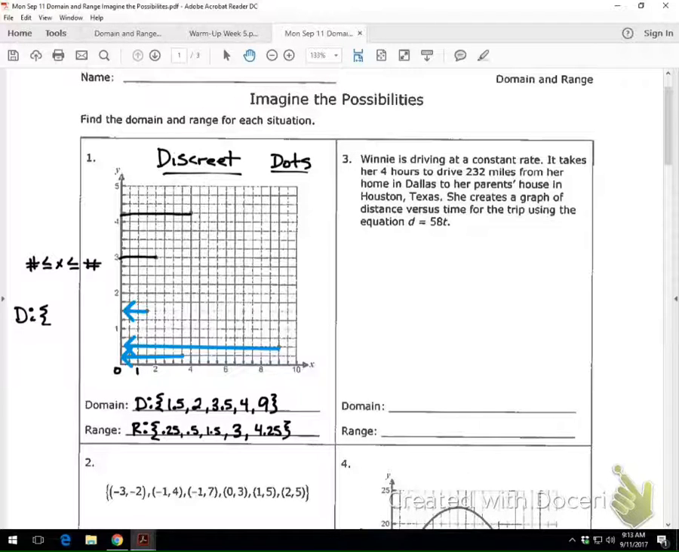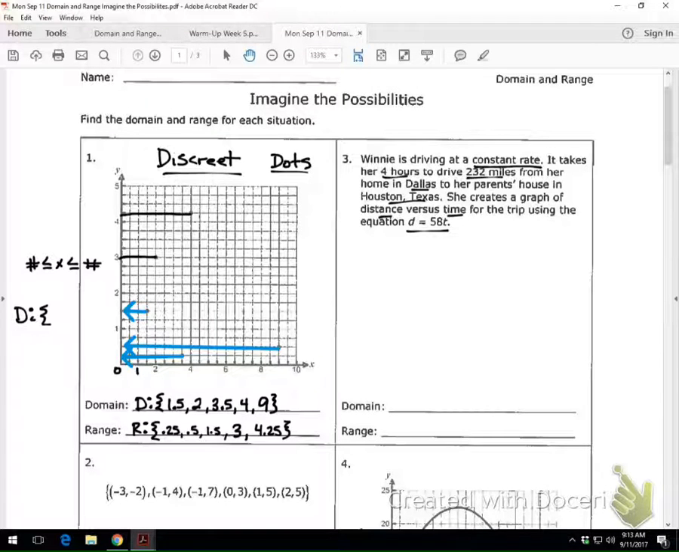Alright, let's skip over to number 3. We'll just go side to side so I don't have to scroll up and down a whole lot. Okay, it says when he is driving at a constant rate. Now, what does constant rate mean? Continuous, like it's the same speed over and over. That's what rate is. Rate is a speed. It takes her 4 hours to drive 232 miles from her house in Dallas to her parents' house in Houston. She creates a graph of distance versus time for a trip using the equation D equals 58t.